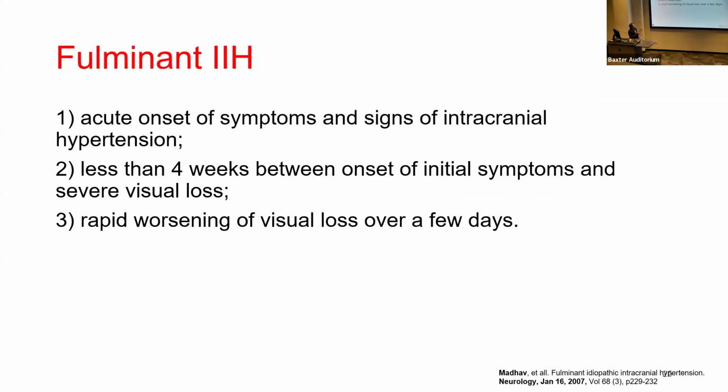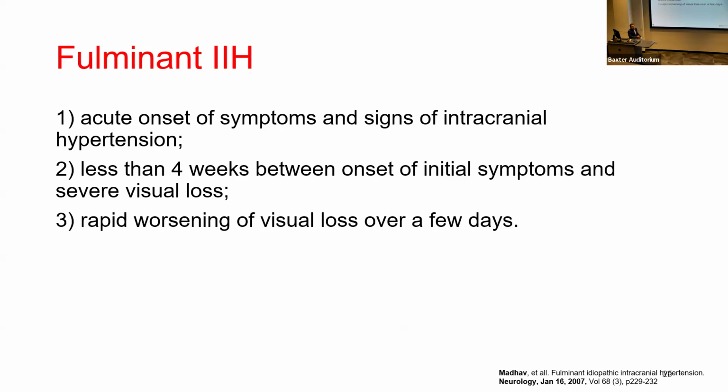So we need to make sure that the IIH is not fulminant. And this is a term that was started in 2007, to make sure that it's different when you have a patient with acute onset, usually less than 4 weeks of symptoms, and with rapidly worsening visual loss. So that's different from a regular IIH. So this is probably only 5% of the patients.